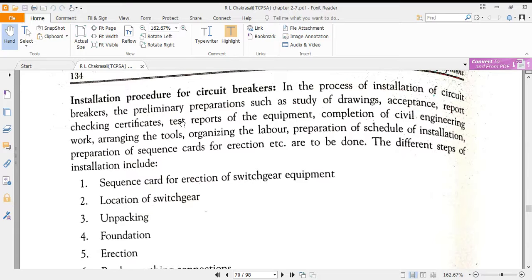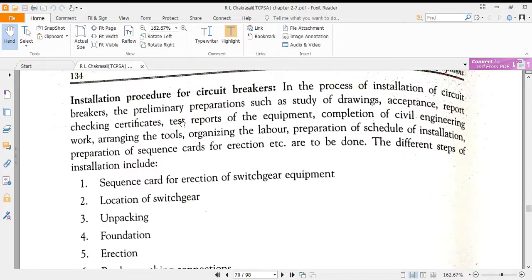Why we are doing all these things? To check whether we have received the ordered material or not. Sometimes it might also happen that somebody else's goods we must have received, and directly we cannot install them. These things are to be tested. Completion of civil engineering work, arranging the tools, organizing the labor, preparation of schedule of the installation. Schedule means the sequence. What needs to be installed first, and later on what thing will go.